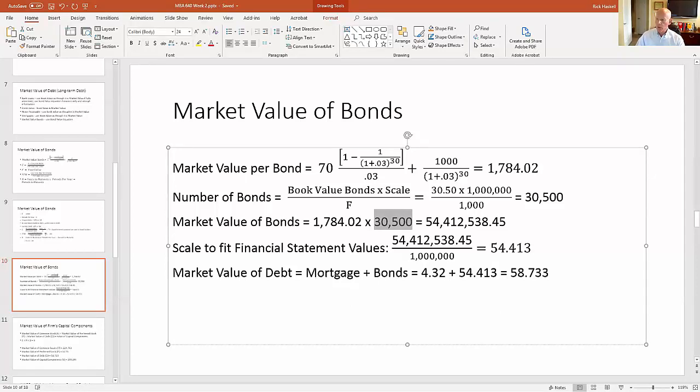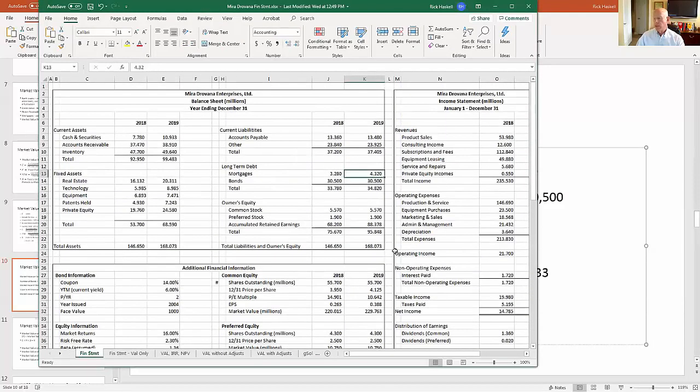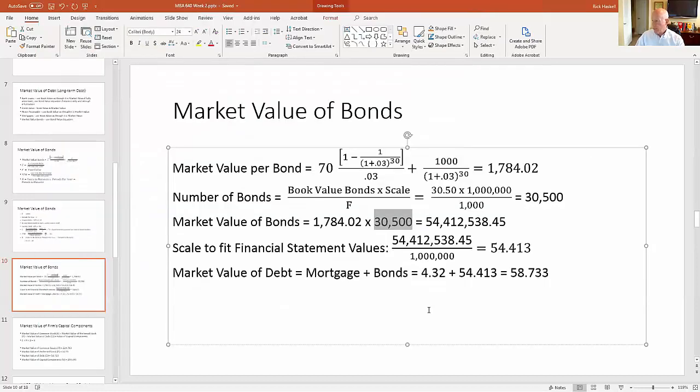Well, in this case, I also have some mortgages on the balance sheet. Let's look at the balance sheet again real quick. You'll notice that I have a mortgage, and we're going to take the mortgage's market value and book value as the same dollar amount, and I have some bonds. So to find the market value of the company's debt, I will take the book value of the mortgage, and remember that this is already in the scale of 1 million, plus the market value of the bonds, which I've converted back to a scale of 1 million, and it tells me that I got 58.733 in the market value of the firm's debt. So one of my 3 capital components I've now calculated.